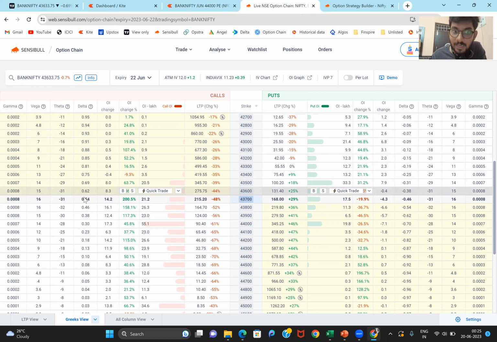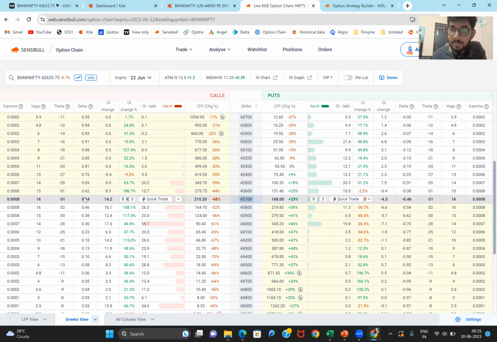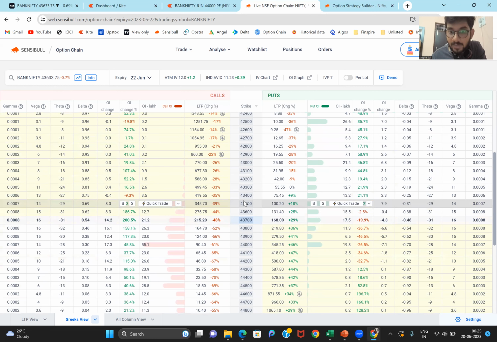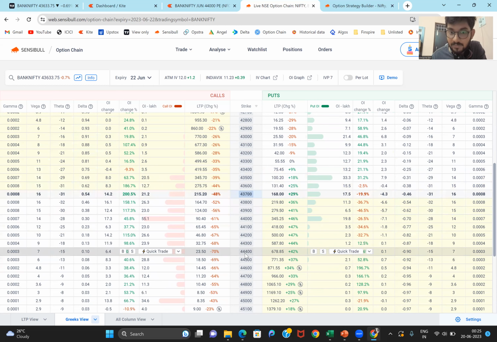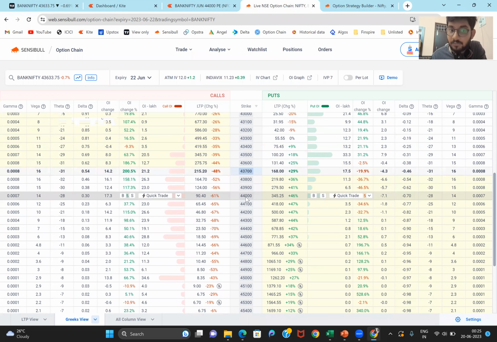Now here, as you can see, this delta is 0.54, which basically means that your stop loss and your target will be defined by 0.54. The reason I'm telling you this is because currently the market is closed, and since the market is closed, 43,700 is your at the money. But when you were taking the trade in the morning, the 44,000 strike price was your at the money at that point of time, which basically means the delta for that strike price was 0.5.